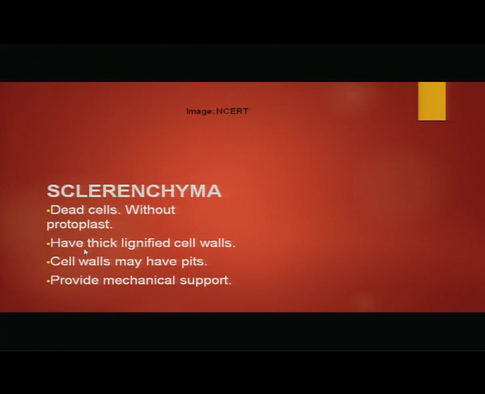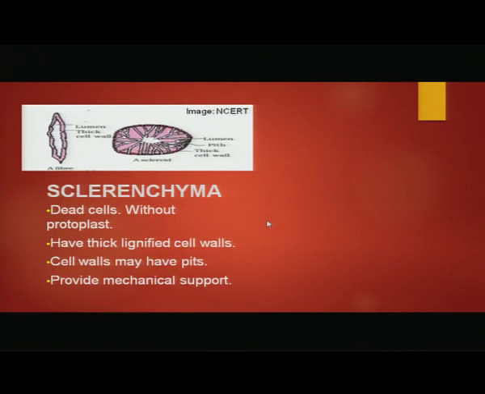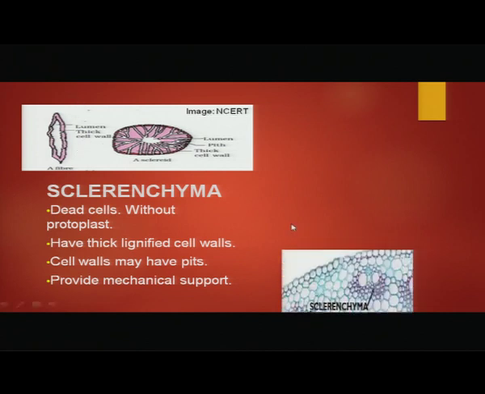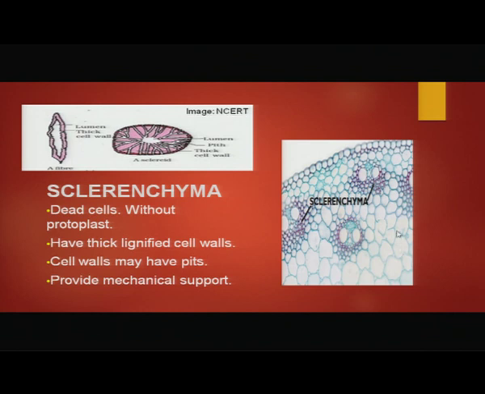The cell walls are thick and they are highly lignified. They may even have pits also. What is their main function? They provide mechanical support. This image is there in NCERT. You can see sclerenchymatous cells are of two types, fibers or sclereids. So, this is a fiber and this is a sclereid. And here in the TS of a stem, you can see the sclerenchyma. Please note the thick walls.